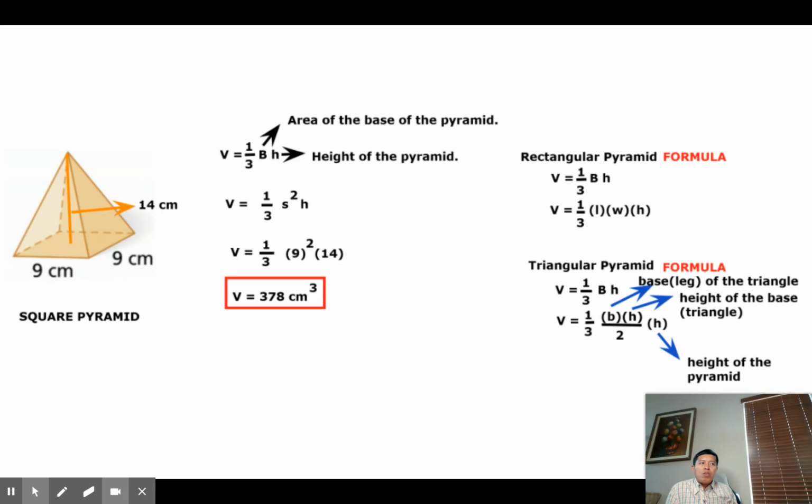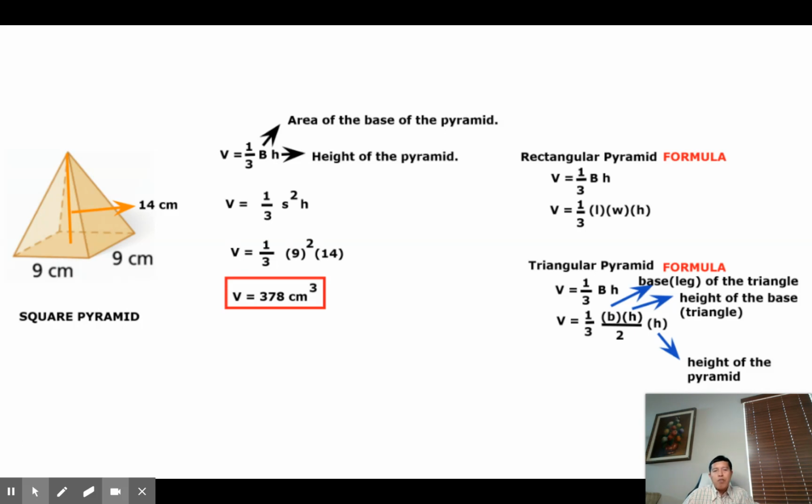Another pyramid is triangular. It's called triangular because the base is a triangle. So let's expand our original formula. The B will be the base area of the pyramid, which is a triangle. How to get the area of a triangle? We have the base, which is the leg of the triangle, times the height of the triangle. So base times height, or BH, divided by 2, or 1/2 BH.